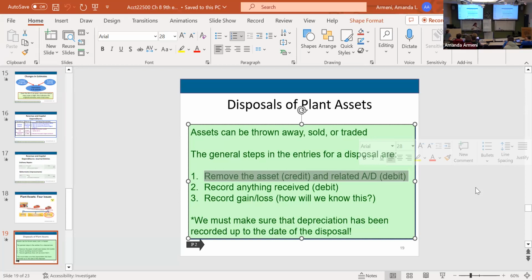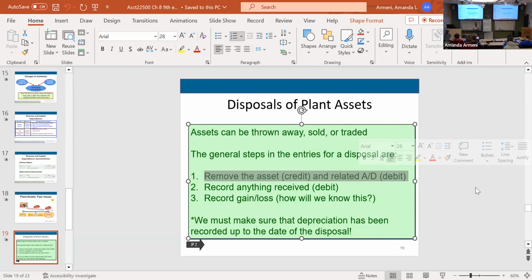If your book value is less than what you got for it, you think it's worth $1,000, someone gave you $2,000 for it, sucker. You win. You got more than what you thought it was worth. And we're going to show how that gets reported on your accounting records as well.